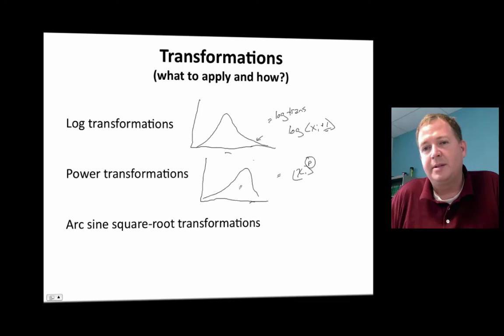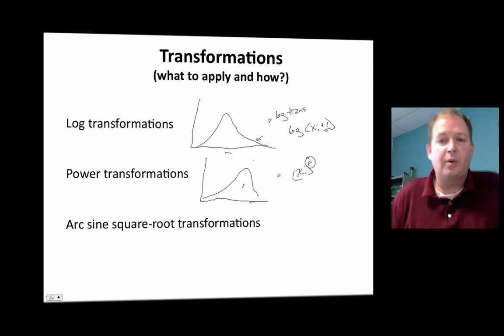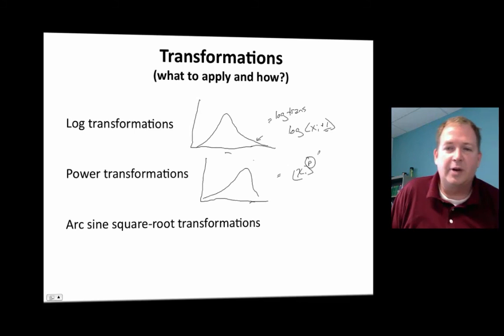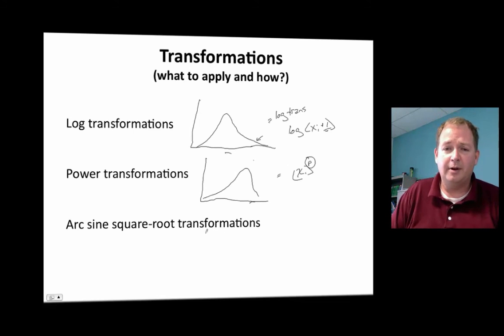Now there are some limits. If you get carried away in playing with this value, you may end up getting a very strange looking distribution that doesn't actually approximate a normal distribution any better. But this is a transformation that may help a little bit on some of these left skewed distributions. And then finally, another common one that I want to mention is the arcsine square root transformation.